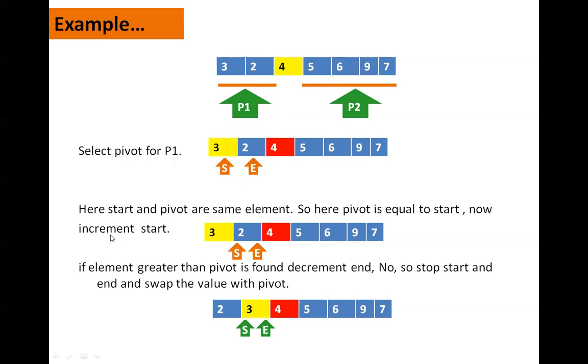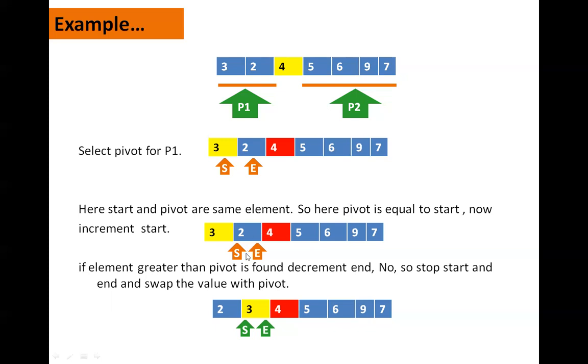Now, as the start pointer and pivot are pointing at the same value, right? So what you do, increment the start pointer. So the start pointer is now pointing at 2. Fine. Why? Because the start pointer value and pivot are the same. So you increment your start pointer. Now check whether 2 is already. So now here pivot is equal to start. Now increment your start pointer. So you are at 2 here.